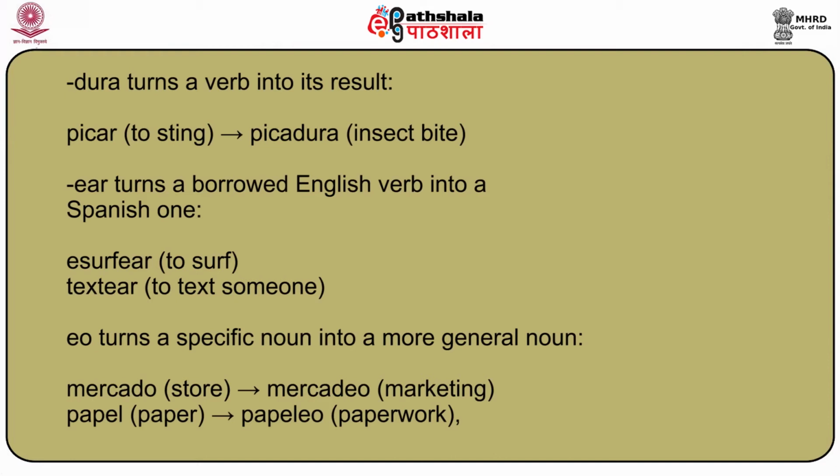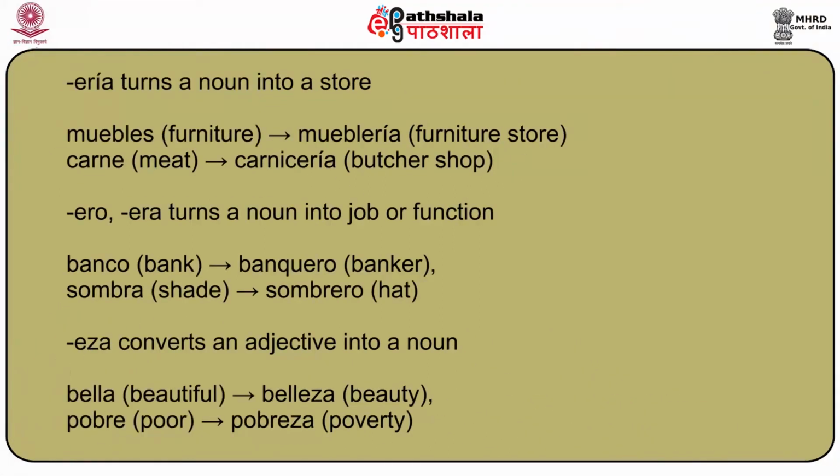Io turns a specific noun into a more general noun. Mercado, store, becomes mercadeo, marketing. Papel, the paper, becomes papeleo, or paperwork. In the same sense, eria turns a noun into a store. Muebles, furniture, becomes mueblería, furniture store. Carne, meat, becomes carnicería, a butcher shop. In the same sense, ero and era turn a noun into a job or a function. Banco, bank, becomes banquero, banker. Sombra, shade, turns into sombrero, a hat.